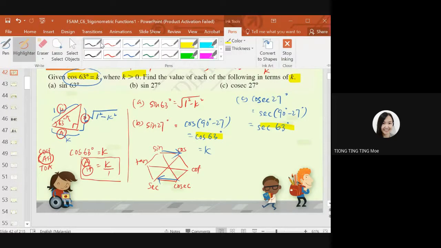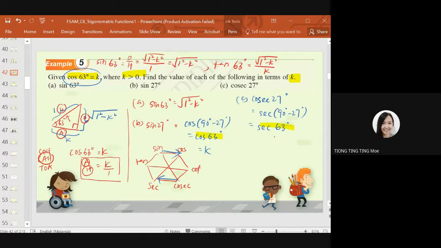Then after this, because of the secant, from this triangle we cannot find it, so we have to change. Secant is 1 over cos 63 degree. So cos 63 is k, so 1 over k. So 4 marks right here. Can?